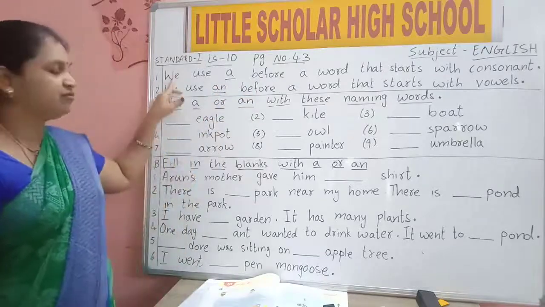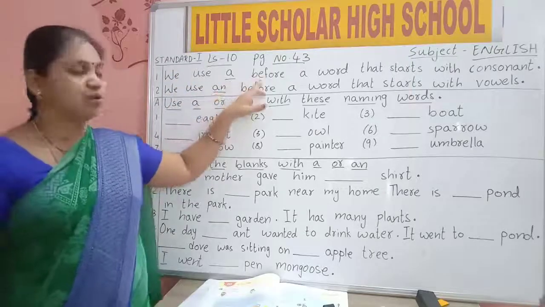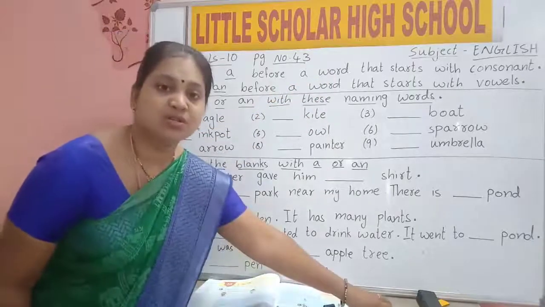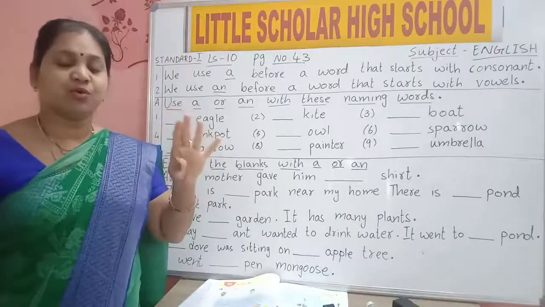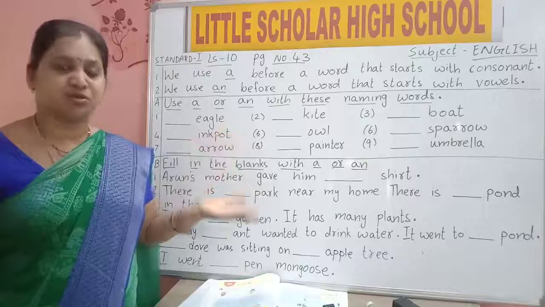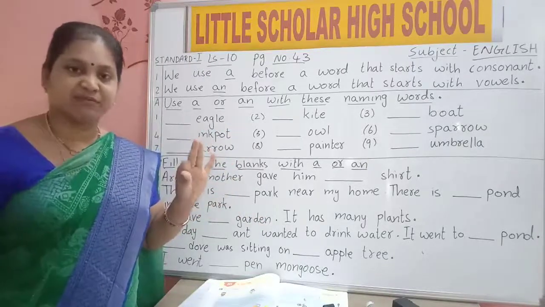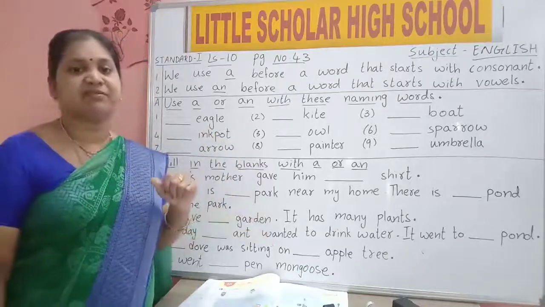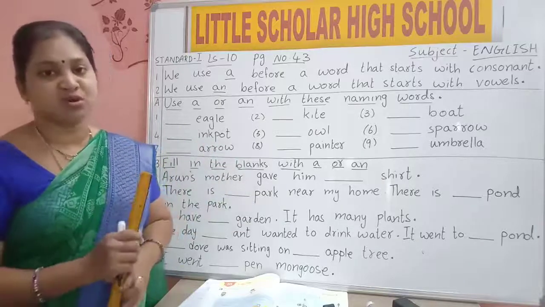Come on, say. We use A before a word that starts with a consonant. Consonants means leaving A, E, I, O, U, all the remaining letters of the alphabet are known as consonants. Like B, C, D, then E we have as a vowel, F, G, H, then I we have as a vowel. So, leaving those five vowels, all the remaining letters are known as consonants.